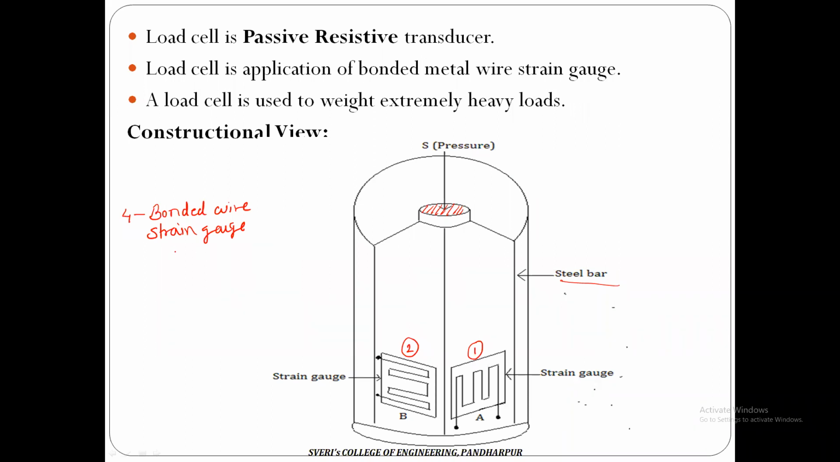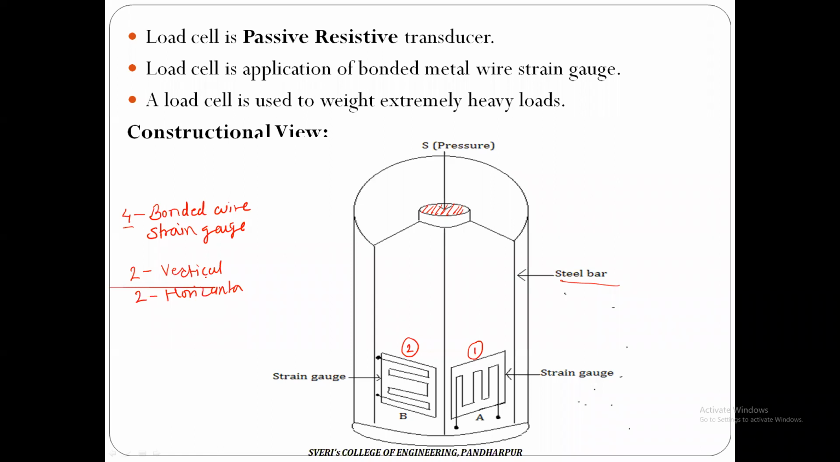Now, how are these 4 bonded wire strain gauges mounted on the steel bar? You can observe the difference between these bonded wire strain gauges. Out of the 4 bonded wire strain gauges, 2 are mounted on the steel bar vertically, and another 2 are mounted horizontally. Get it, my point? Okay.